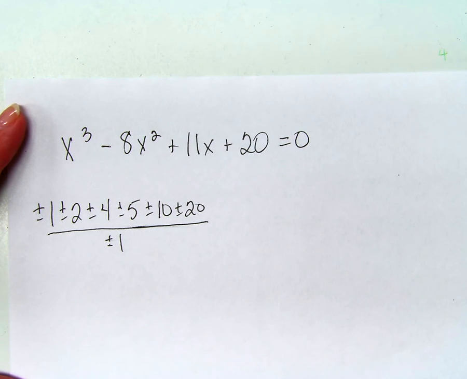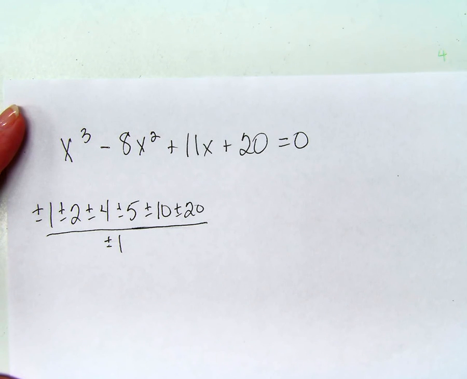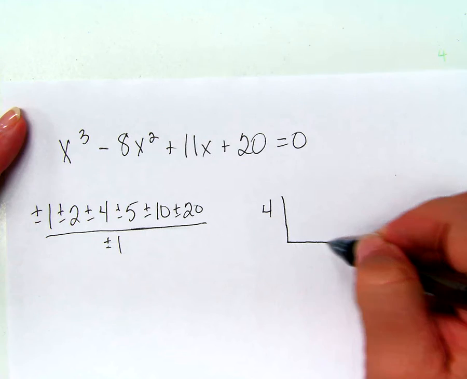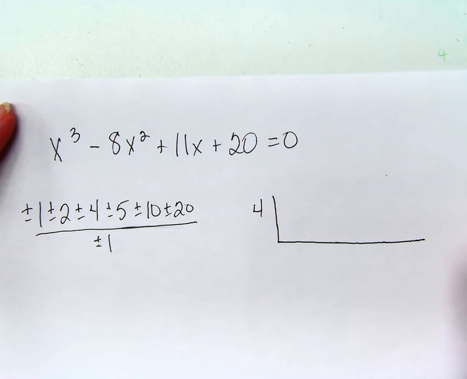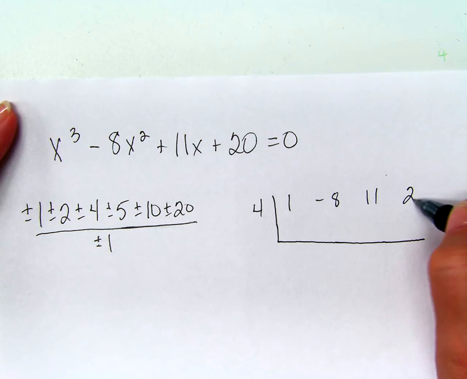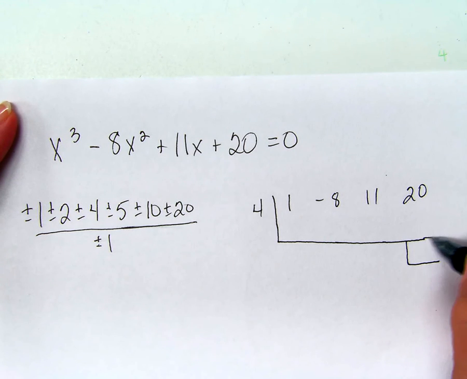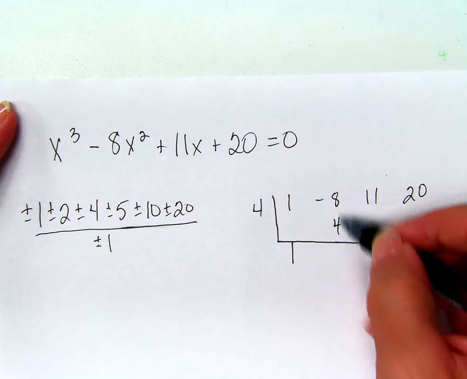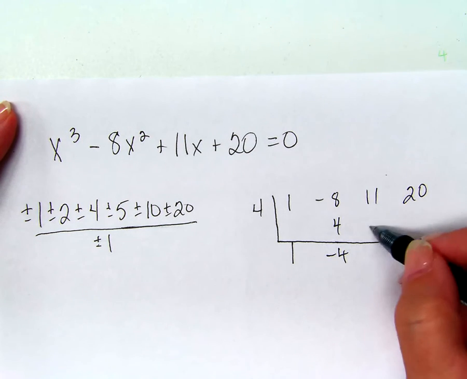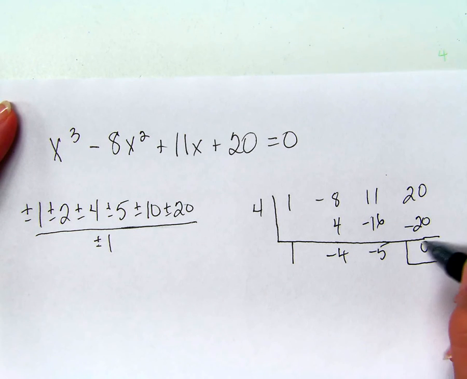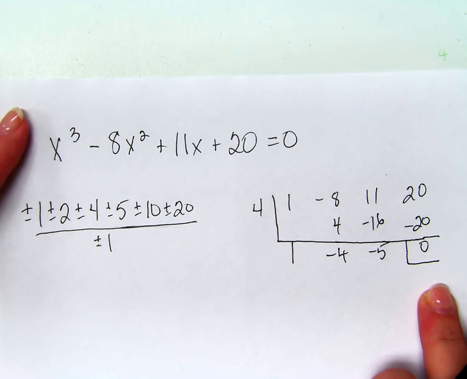And so I said, where do you want to start? Someone suggested we use 4. Remember this? I know it's been a long time, but 1, -8, 11, and 20. We did use synthetic division, hoping that we were going to get a 0 for our remainder, right? So 1, 4, -4, -16, -5, -20, and miraculously we got a 0 for our remainder.